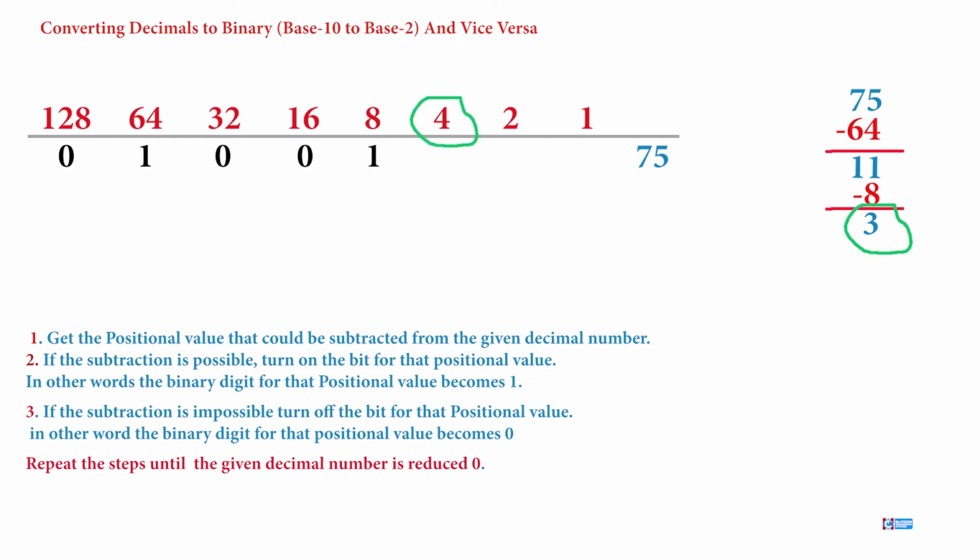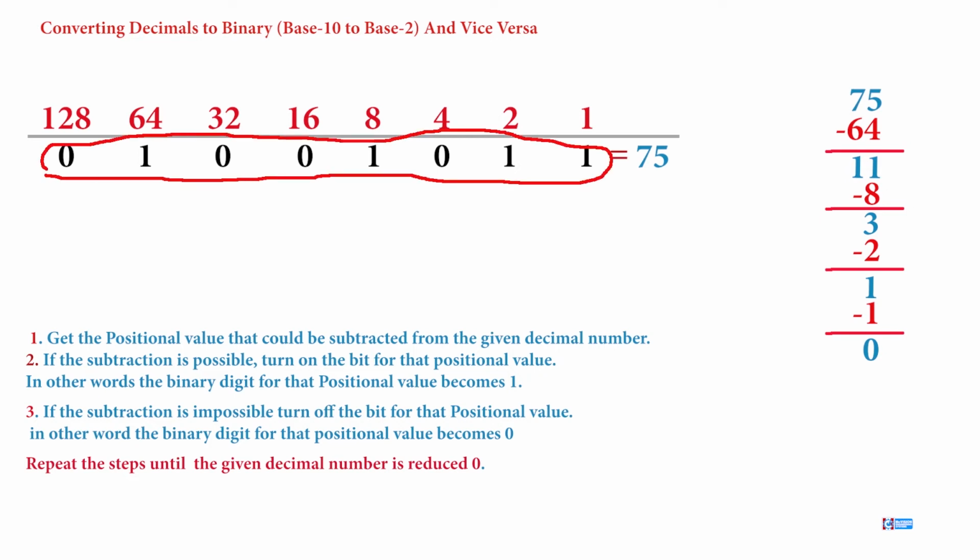Now 3 minus 4 is not possible, so we put 0 here. Next, 3 minus 2 is possible, so we put 1 here. Lastly, 1 minus 1 is also possible, so we put 1 here. These are the binary digits for the decimal value 75, and that is 0, 1, 0, 0, 1, 0, 1, 1.